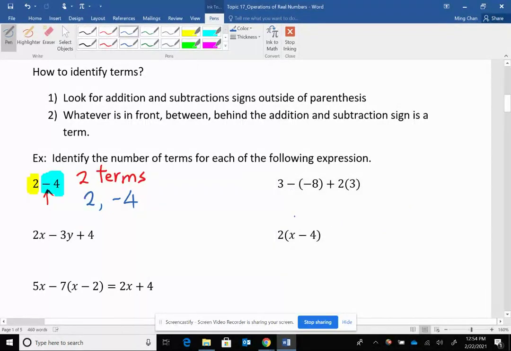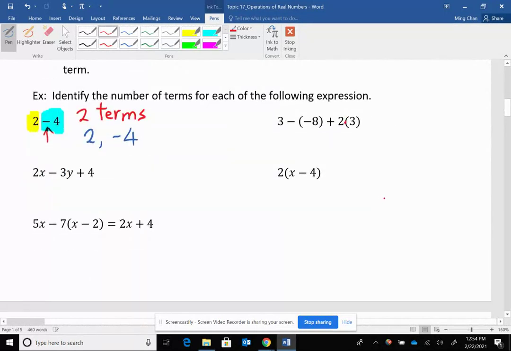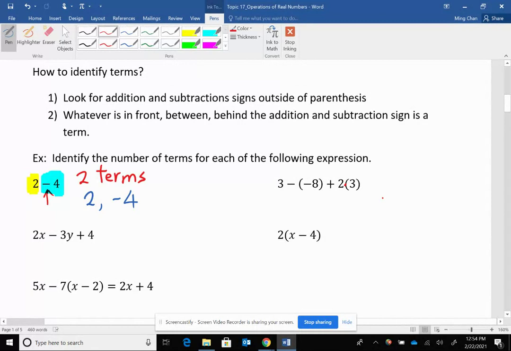All right, take a look at this problem: 3 minus negative 8 plus 2 in parentheses times 3. See the 2 in the parentheses? There's nothing in between, so it is automatically a multiplication. So this is actually plus 2 times 3. Every time you say plus or minus, those are the signs you need to distinguish how many terms you have.